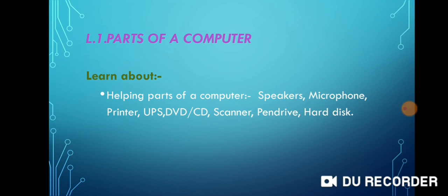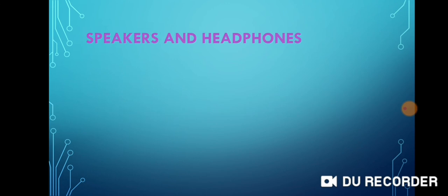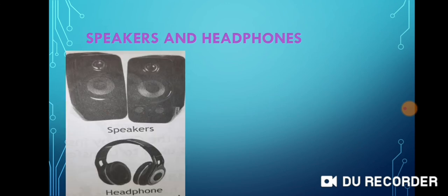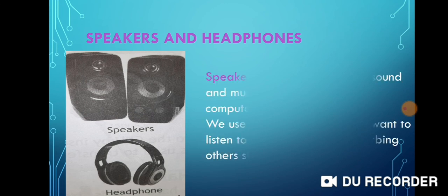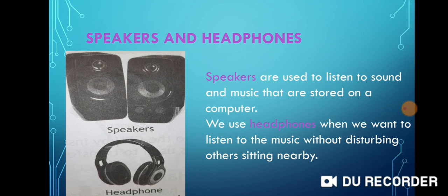The helping parts of a computer are speaker, microphone, printer, UPS, DVD or CD, scanner, pen drive, hard disk. These are the helping parts of a computer. Today we see them one by one. Okay, so first we see the speaker and headphone. You can see the picture of speaker and headphone. The first picture is the speaker.